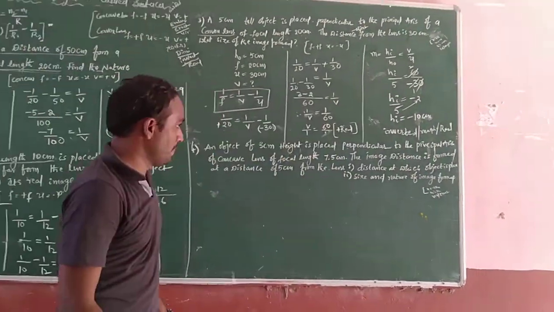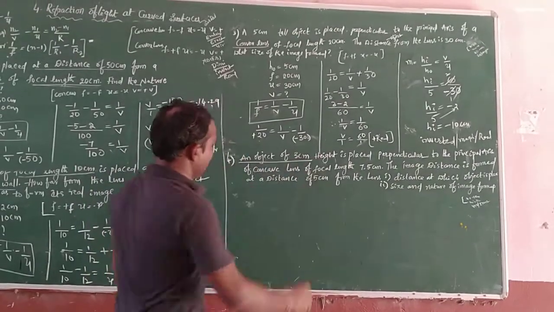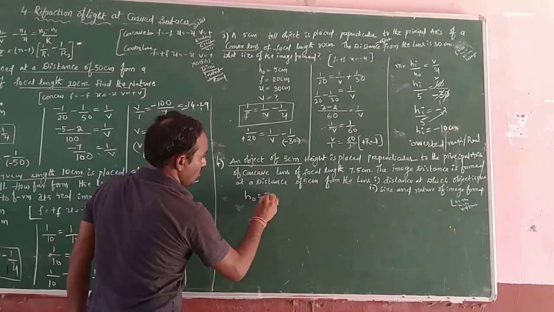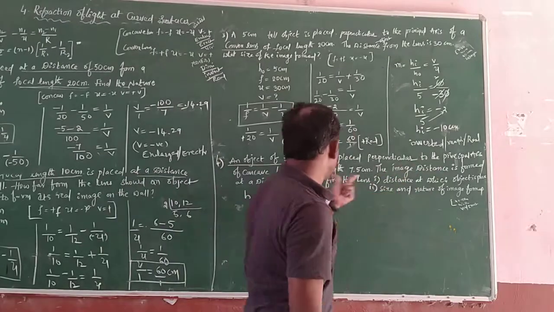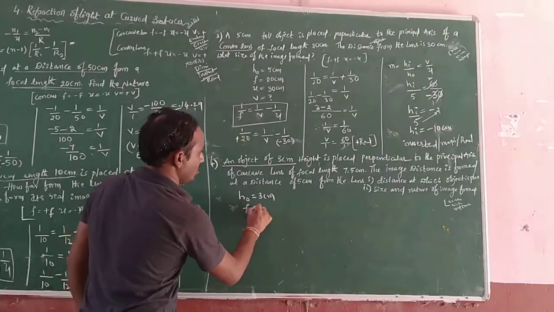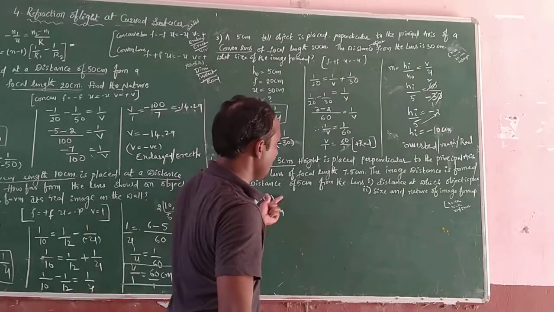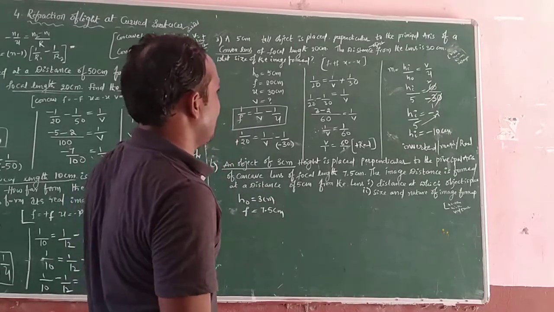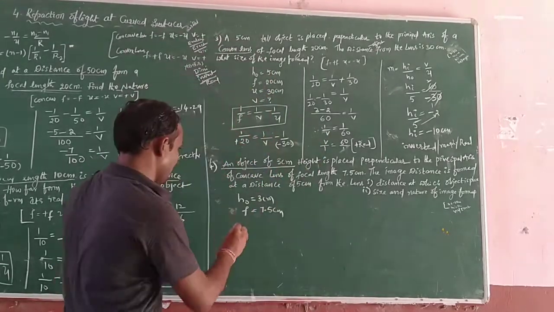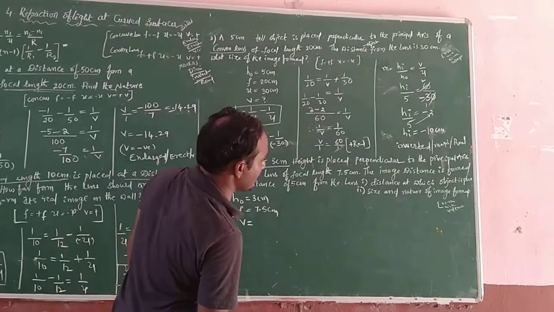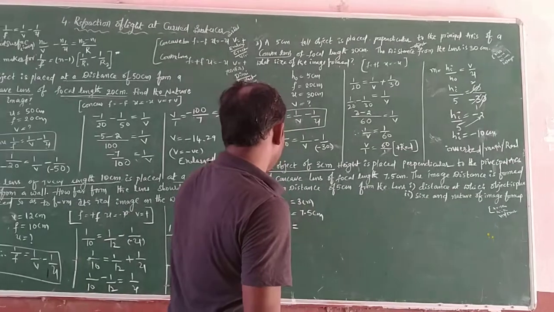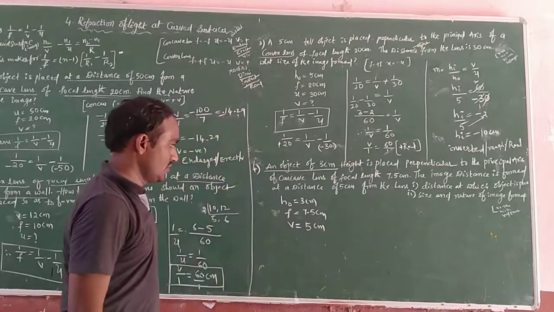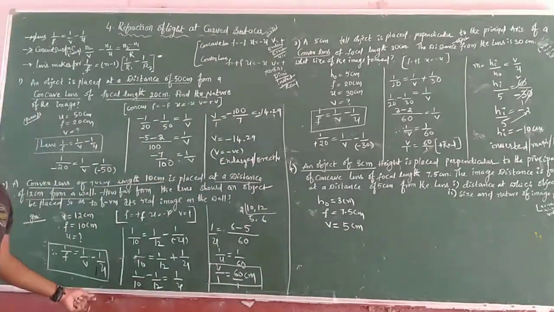So here is another problem. An object is given, 3 centimeter, so ho is equal to 3 centimeter, on the principal axis, and focal length is given, f is equal to 7.5 centimeter. The image is formed at a distance of 5 centimeter. V is given. V is equal to how much? 5 centimeter is given. So then we can substitute this value here.